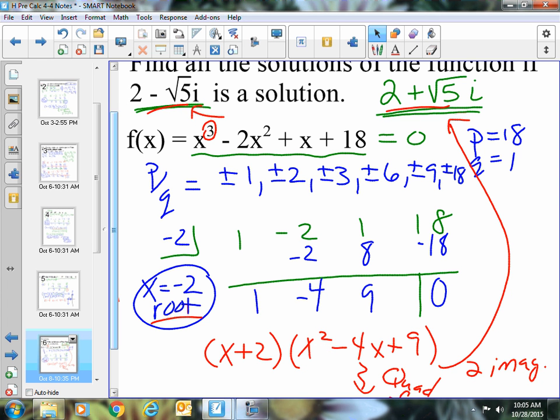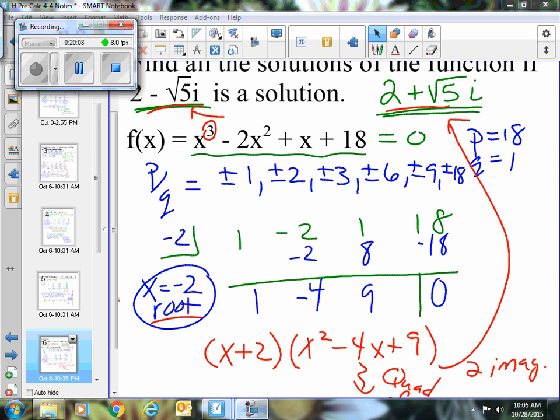So thinking a little bit about what the degree means for your solutions, and then how do I guess and check to try to find good answers, is really what we're trying to do for these in section 4.4. So the rational root theorem.